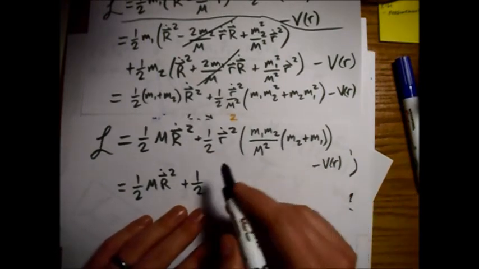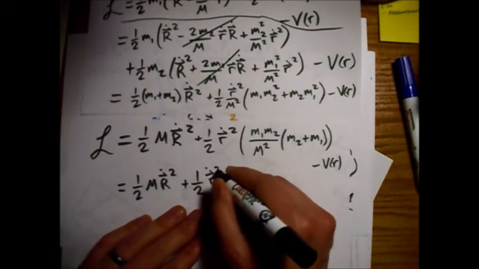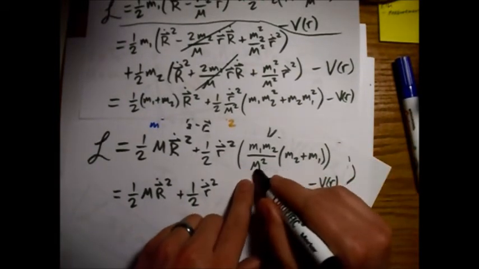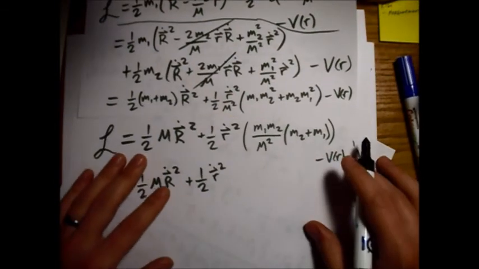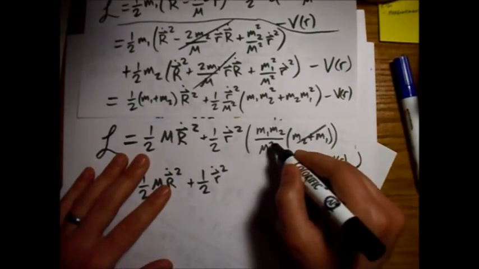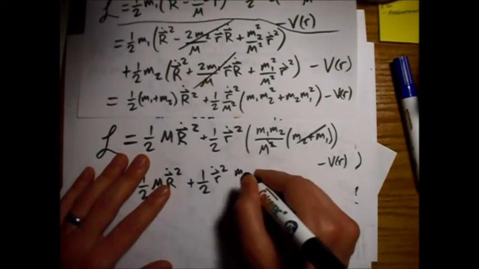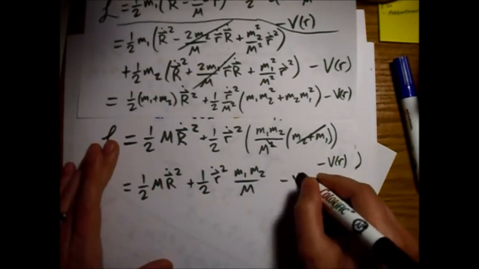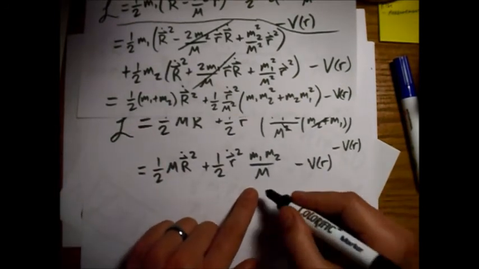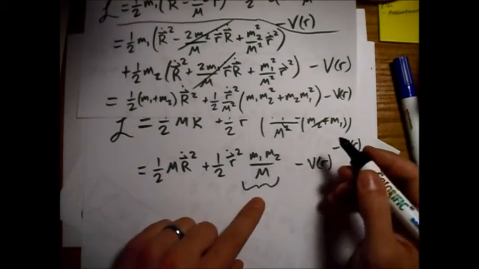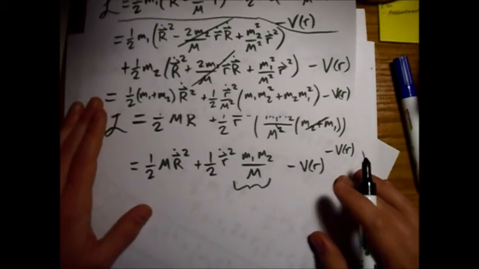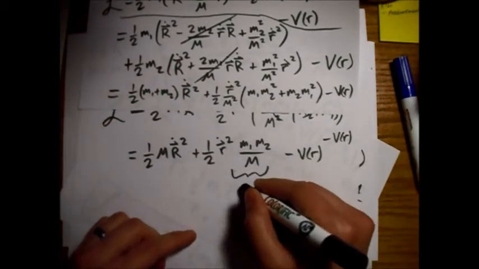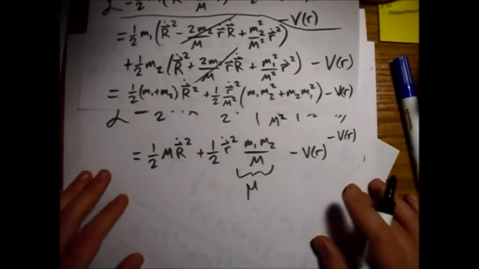And what we have here, we notice that this m2 plus m1, well, that's just this big M. So that will cancel out with one of them, right? So we're left with m1 m2 over big M minus v bar. All right, now this quantity right here, sort of a geometric mean of the two masses, is what we call the reduced mass of the system.